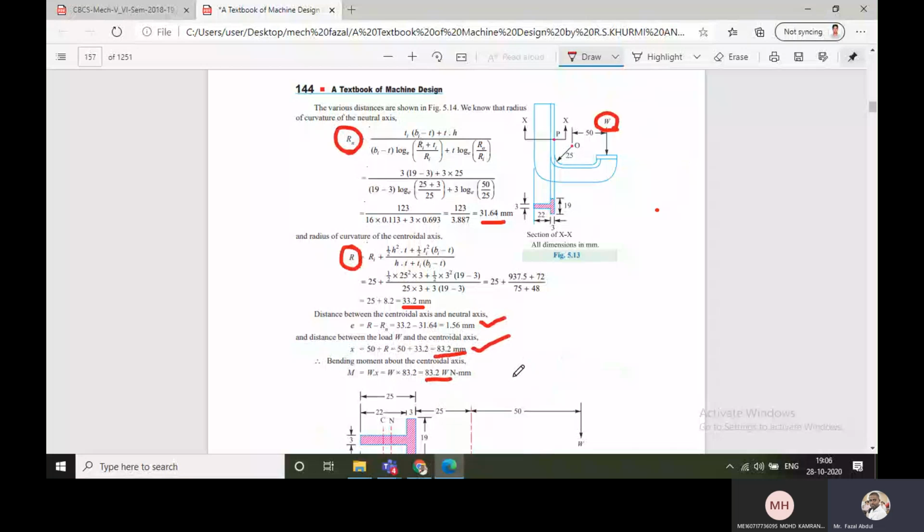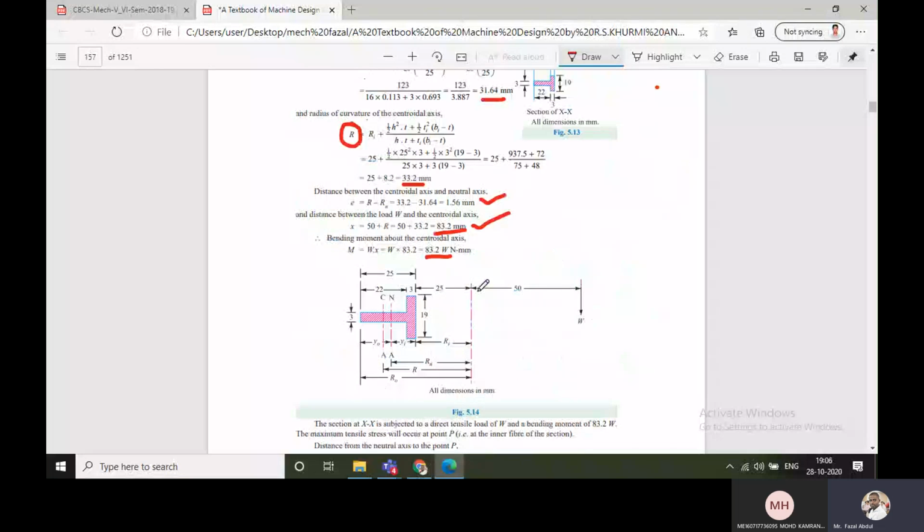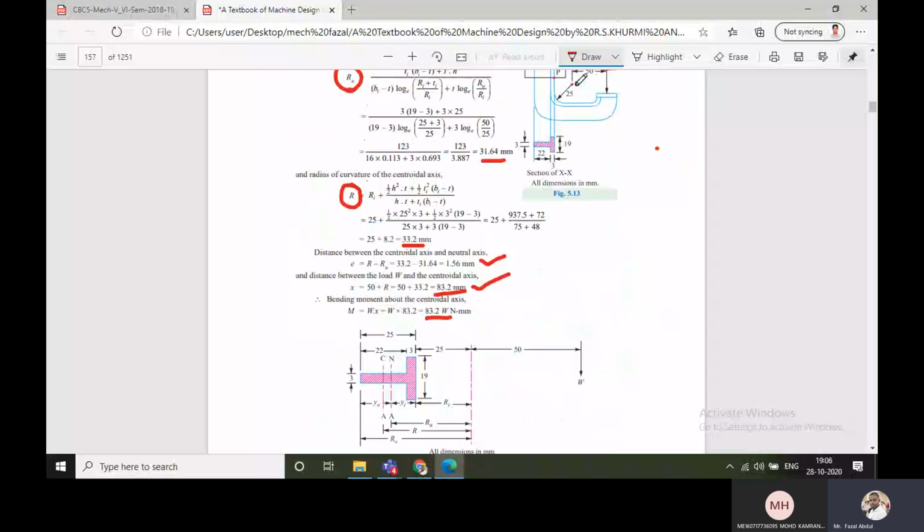See here, this diagrammatic representation you need to draw in the examination also. Here W is applied. This is the distance from here to here, the origin of the figure, O. From here to here is 50, and here to here the inner radius is 25. The outer radius R0 is 25 plus 25. This is the inner radius 25, and if you add an additional 25, you will get R0.